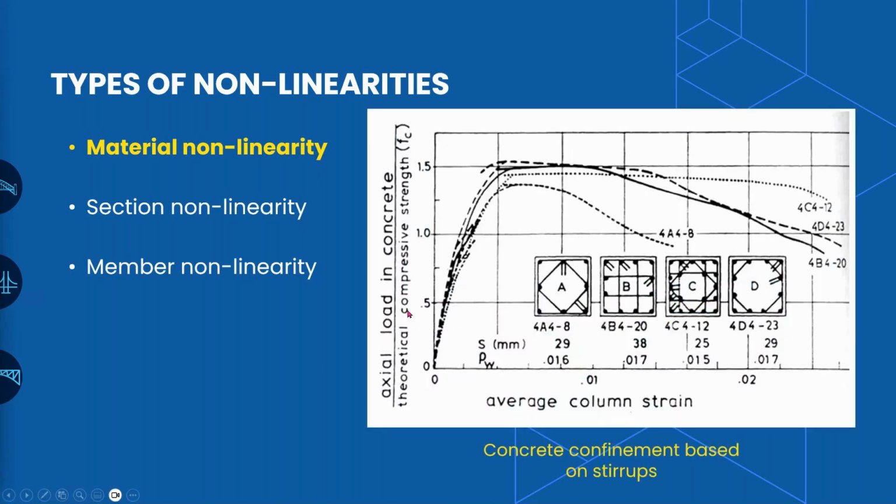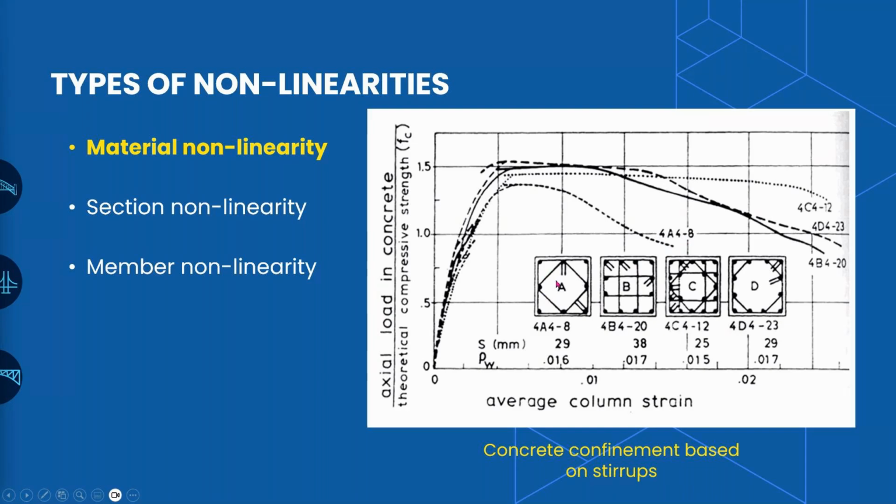So if you see this particular graph that was plotted by Anders before, you could see that all the sections A, B, C, and D have the same size, but the performance of the structure section 4C 412, that is section C, has higher strength as well as ductility as compared to the section 4A 48, which is my section A.